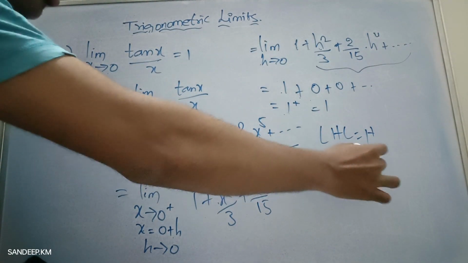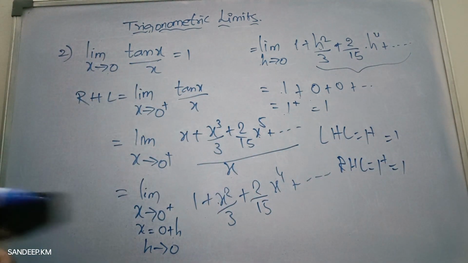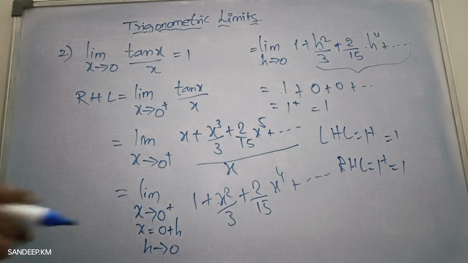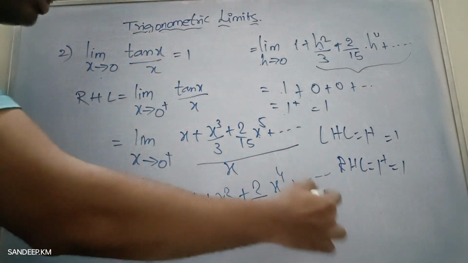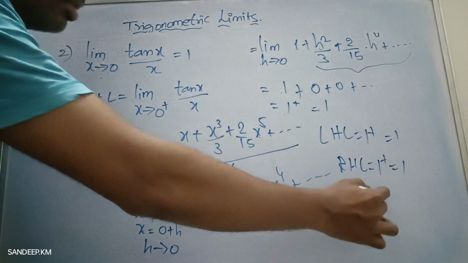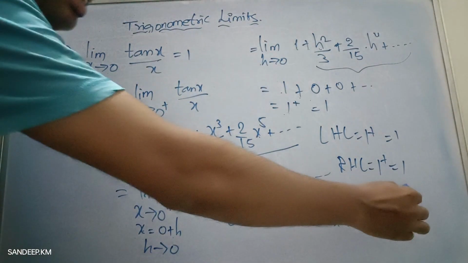RHL is also 1 plus, but I'll write it as 1. So left hand limit is equal to right hand limit, both are equal to 1. Therefore, what is the conclusion? Limit x approaches 0, tan x by x is equal to 1. And original answer is 1 plus.